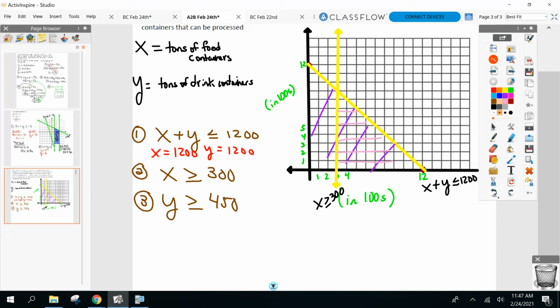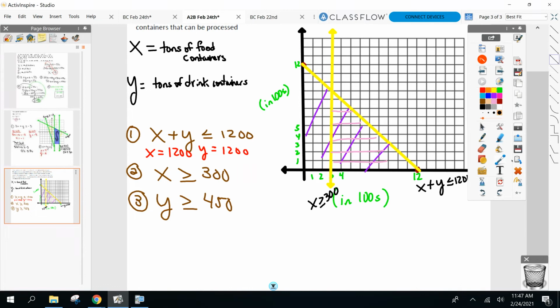And then one more, guys. Y is greater than or equal to 450. Y all by itself, horizontal line, going through 450. Do your best to get it halfway. Do your best.